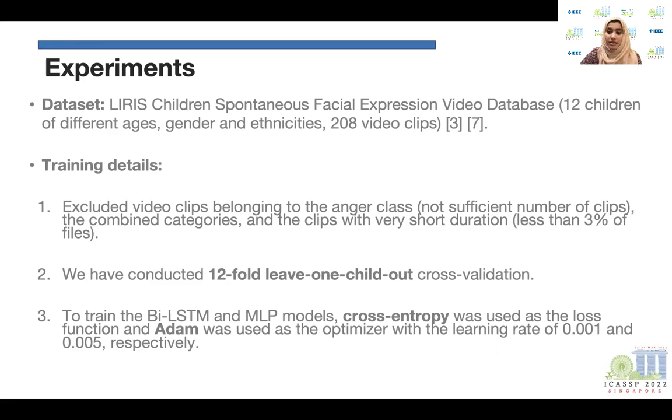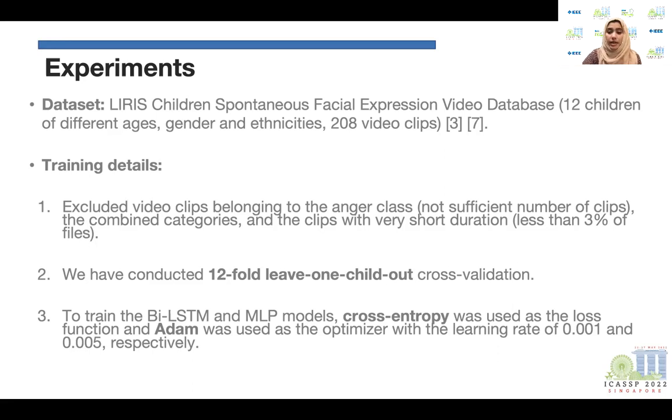There were also certain video clips that had combined categories like happy, surprise, sad, fear, so we excluded those as well, and some clips that were of very short duration, but in total they were less than 3% of the files. We conducted 12-fold leave one child out cross-validation, where in each fold, we trained the model on 11 subjects and we tested it on the 12th subject. And this process was repeated 12 times over.